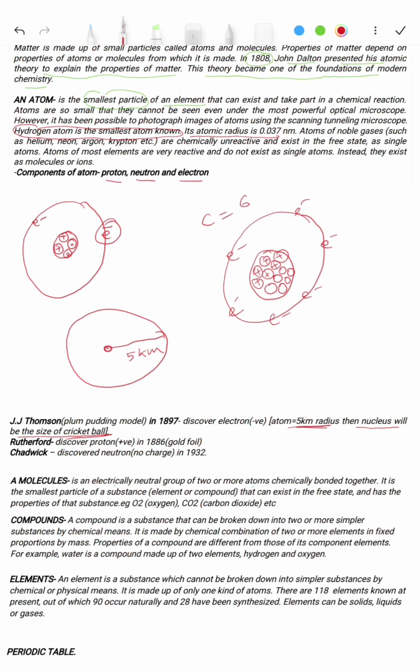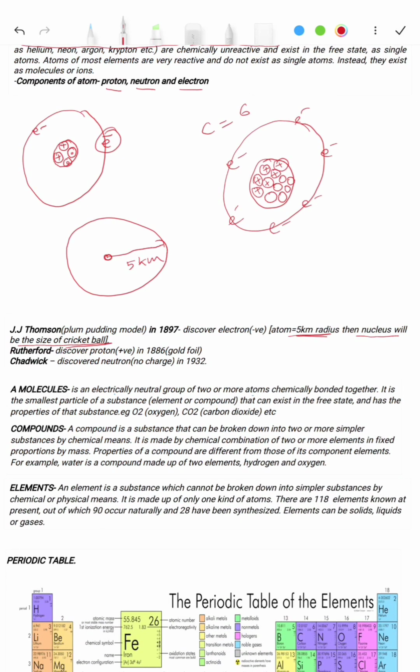Then coming to the founder of electrons, that is J.J. Thomson, in 1897. The electron was discovered by him, and it is called the plum pudding model. Then Rutherford discovered protons, which is in 1886, gold foil. Chadwick discovered neutrons, which have no charge, in 1932.